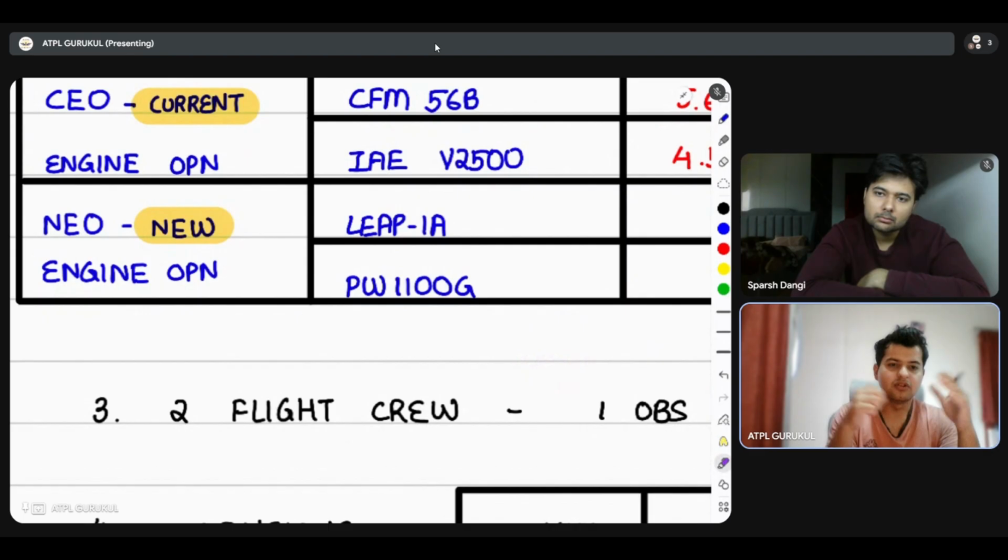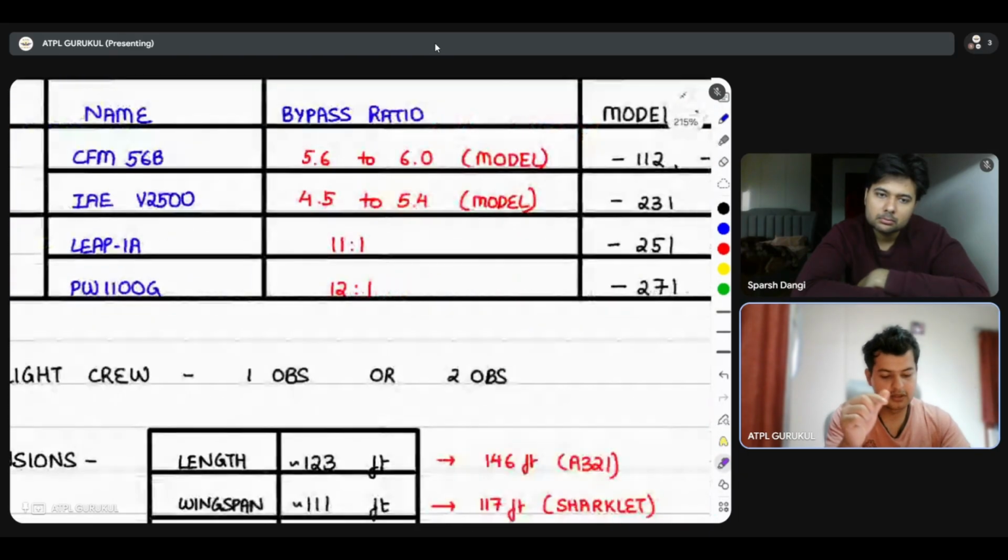Right? So what they did was they wanted to slow down the fan. They did that. They achieved it. They achieved a higher bypass ratio, 12 is to 1, which led us to 271. That's the model number. But again, these are grounded because of the same problems in the planetary gearbox.